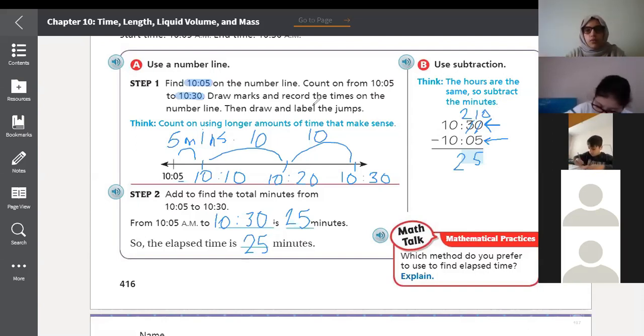So if you finished writing the answer, please start with page 417. You will have 10 minutes. So until 2:05, 5 minutes after 2, you will have the time to solve.